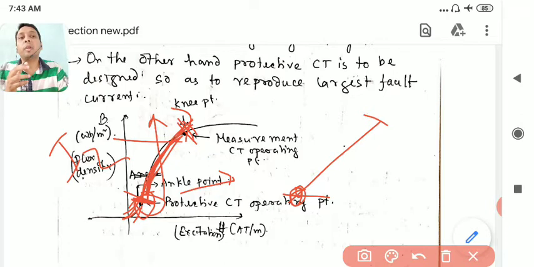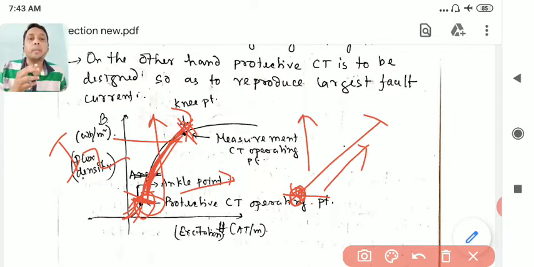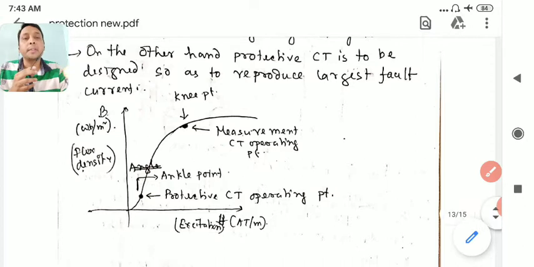In normal condition it will operate here. If there is a fault, it will increase, so faithfully I will get your I2 also. So this is the major difference. You always remember, this is the important point of the difference between measuring CT and your protection CT.